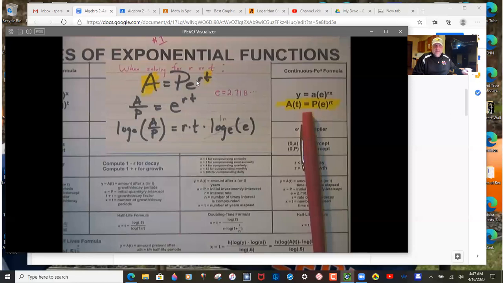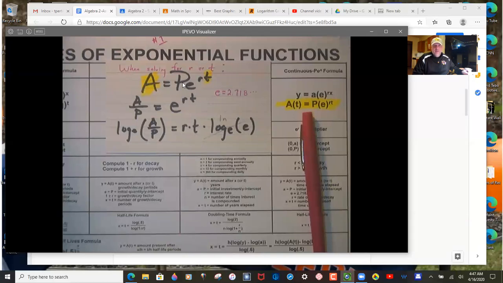That's why you see the a and the t highlighted. That's the y, if we were going to put it in our calculator and look at a table. And the t is the x. Those are the variables in the situation. And the p is the beginning quantity, which is a constant.